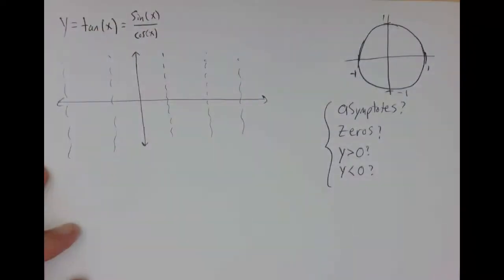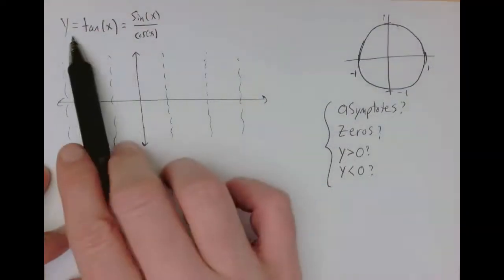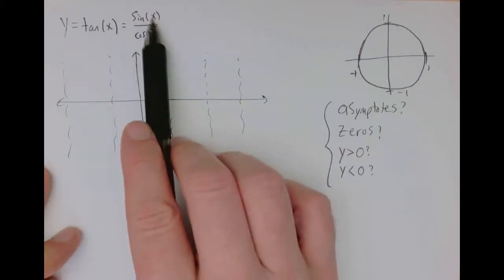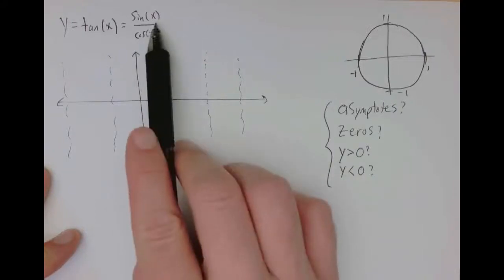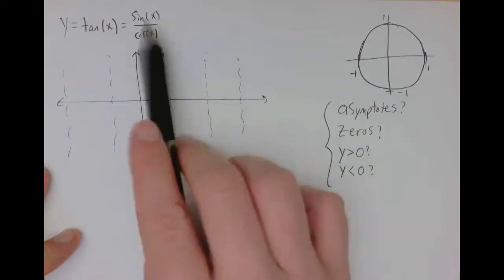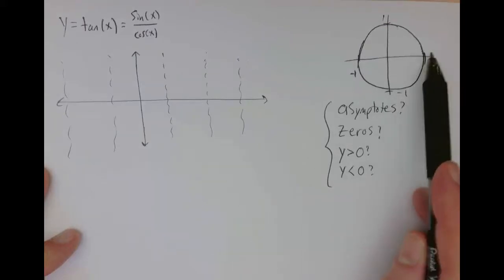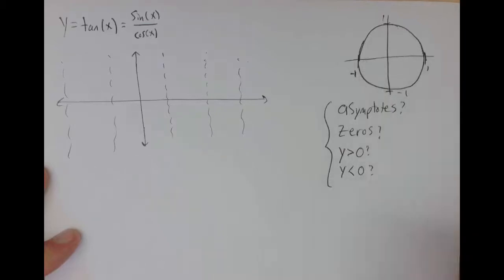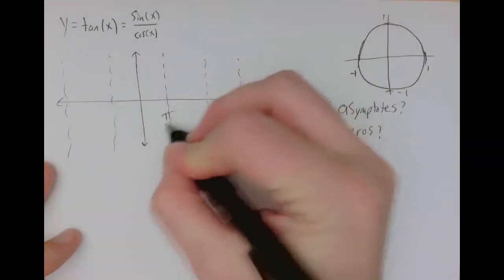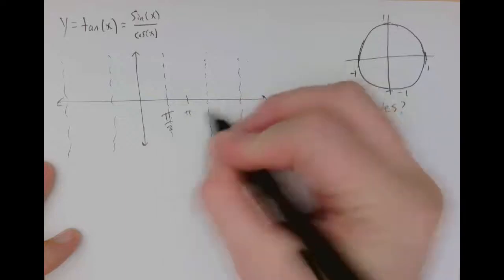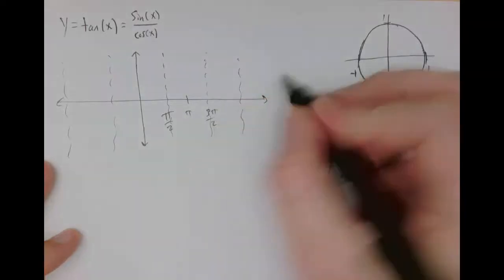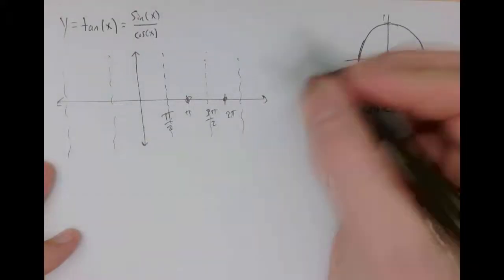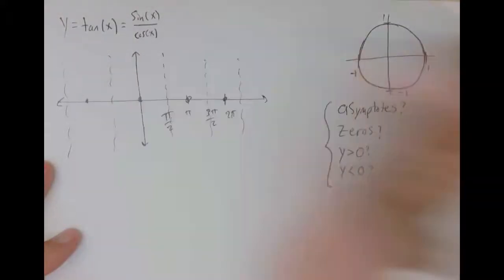Okay, where are the zeros? You'll have zeros whenever y is equal to 0, and y is going to be 0 when the numerator is 0 and the denominator isn't. So when is the numerator equal to 0? Sine is equal to 0 at 0 and pi and 2 pi and 3 pi and so on. So if this is pi over 2 and that's pi, this is 3 pi over 2, that's 2 pi and so on. So the zeros are here, exactly halfway in between the asymptotes.